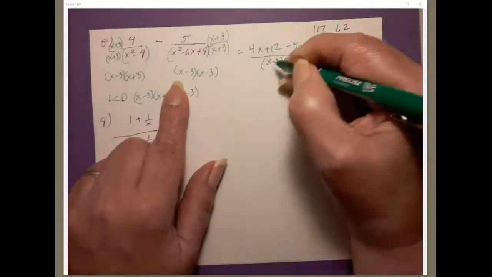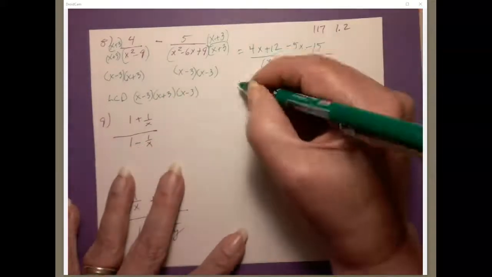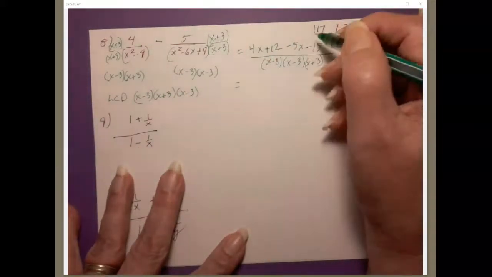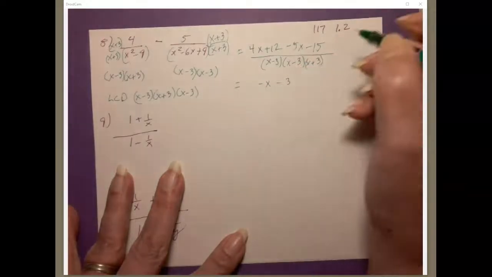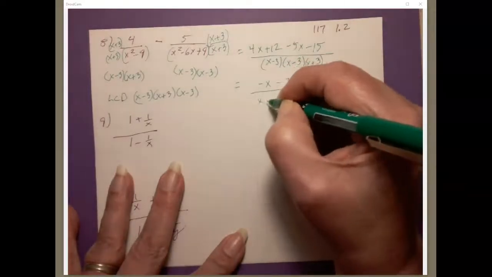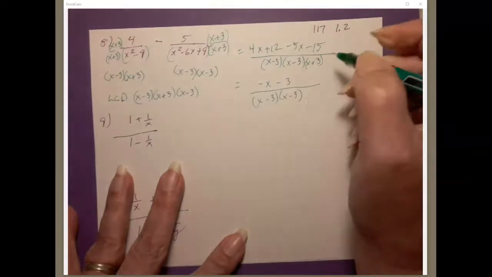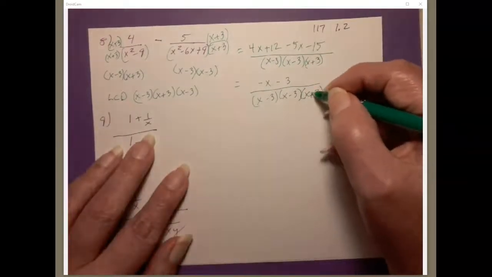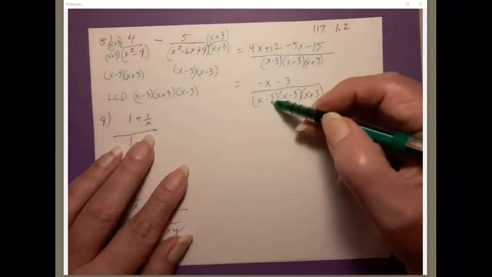So I've changed the units. That's what my new units are. A new denominator. So let me collect like terms in the numerator. I have negative x, and 12 minus 15 is minus 3, all over x minus 3 times x minus 3 times x plus 3. Now, minus x minus 3 does not reduce with x minus 3.